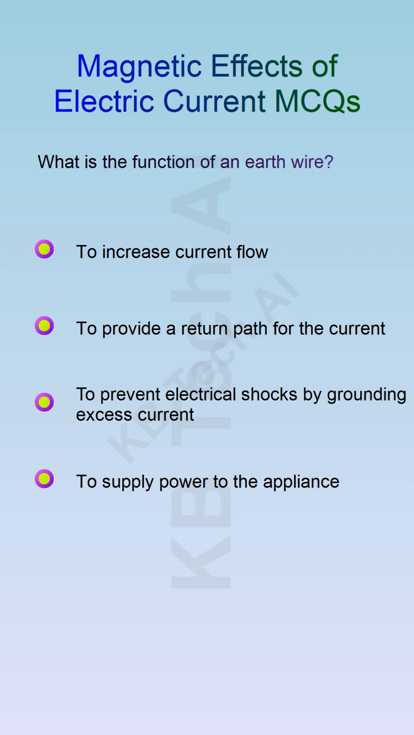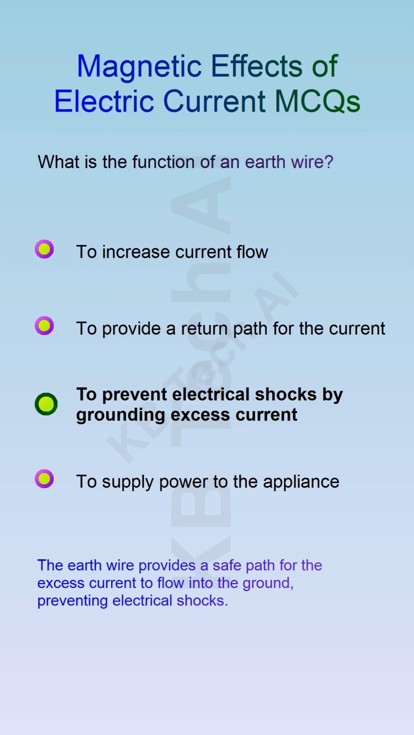What is the function of an earth wire? Option 1, to increase current flow. Option 2, to provide a return path for the current. Option 3, to prevent electrical shocks by grounding excess current. Option 4, to supply power to the appliance. The answer is, Option 3, to prevent electrical shocks by grounding excess current.